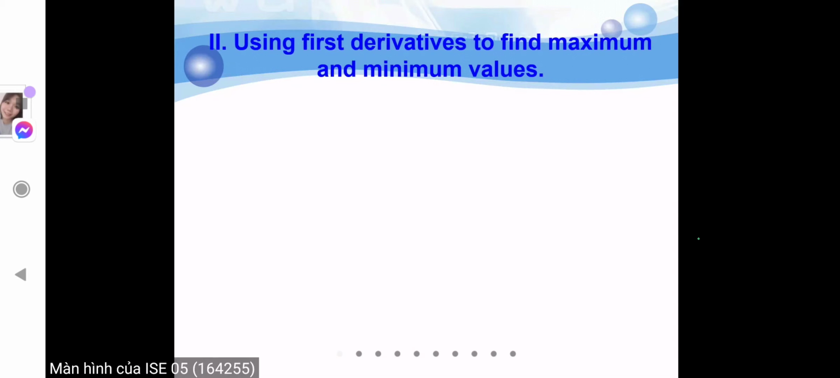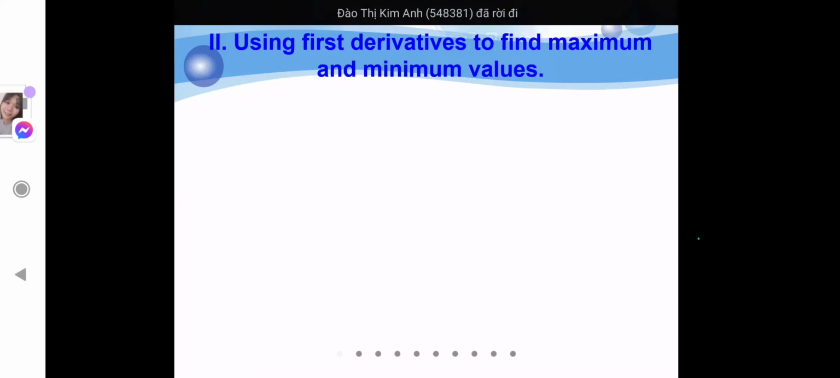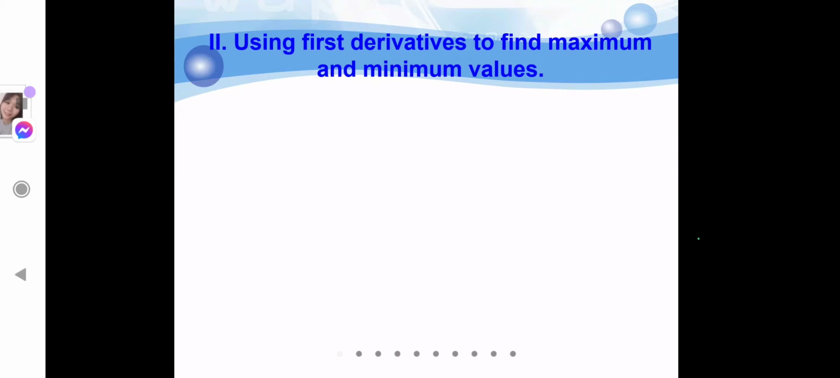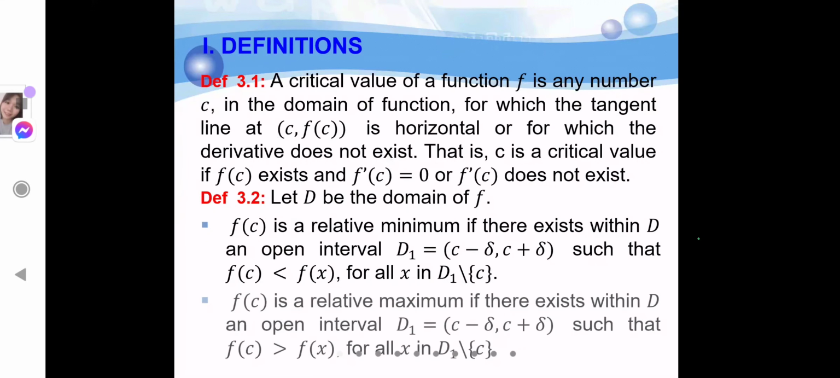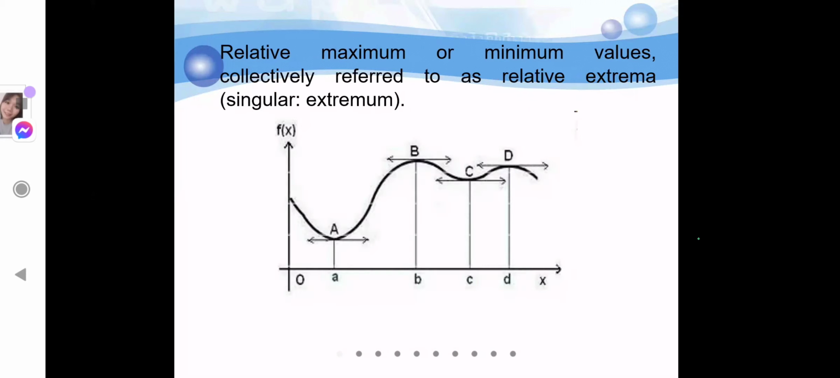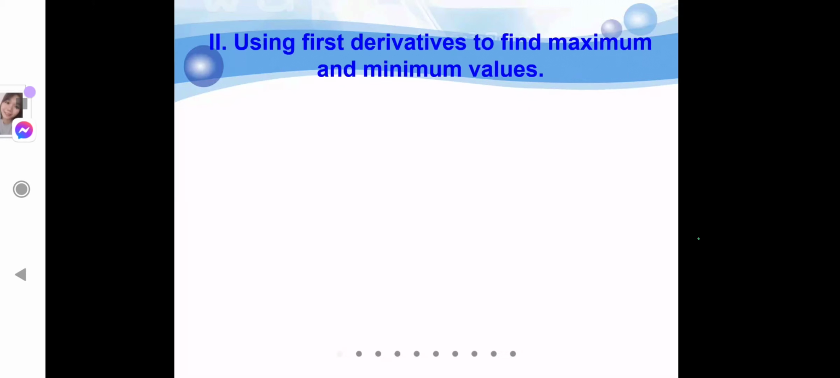Now, we move on to the second part: using the first derivative to find maximum and minimum values. So in the first part, we have three definitions: critical value, relative maximum, and relative minimum. And the second part, using the first derivative to find relative maximum and minimum values.